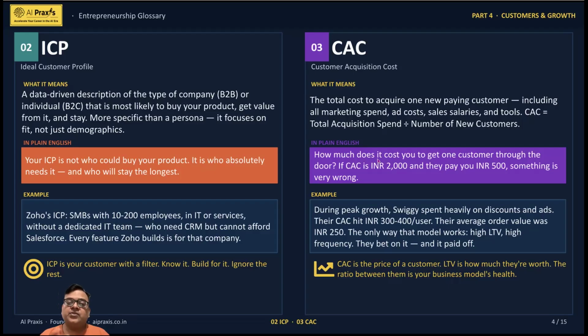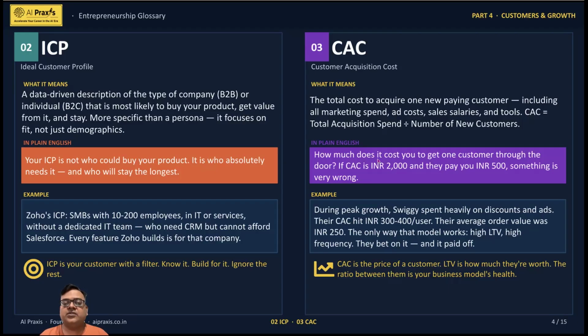Let's move to CAC, customer acquisition cost, which is very common. In short, we call it CAC. CAC tells you how much money you are spending to acquire one customer. The formula is simple: total acquisition spend divided by number of customers acquired. Now think about this carefully.